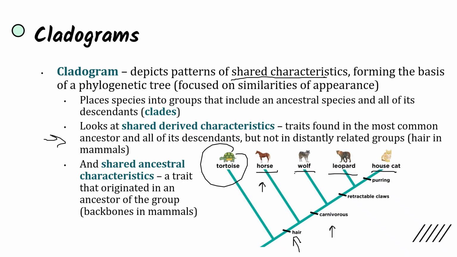So these are shared derived characteristics in terms of evolution, and we can see that moving forward, each of the species is going to have all of the characteristics of the species before it. So for instance, a house cat is going to have hair, is going to be carnivorous, is going to have retractable claws, and will also be able to purr. It is the most recently evolved out of this group.